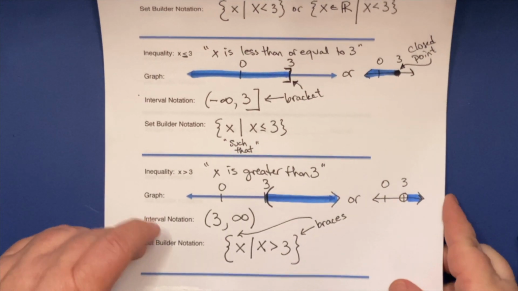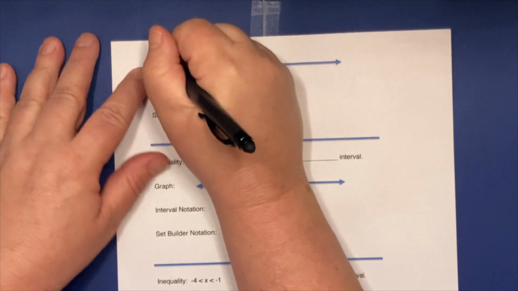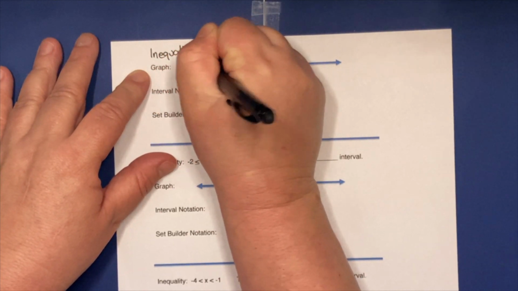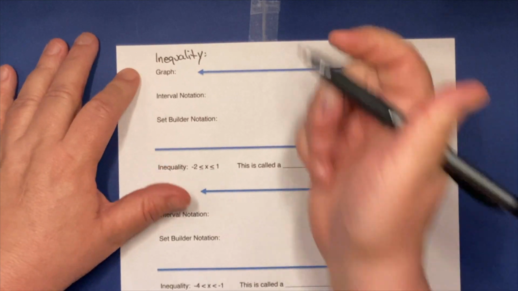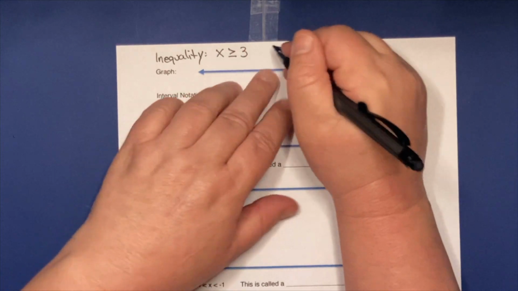So let's just go ahead and write that inequality over here. So you probably can guess what we have left. If you didn't catch it before I whited it out, the inequality we're going to work with is x is greater than or equal to 3.